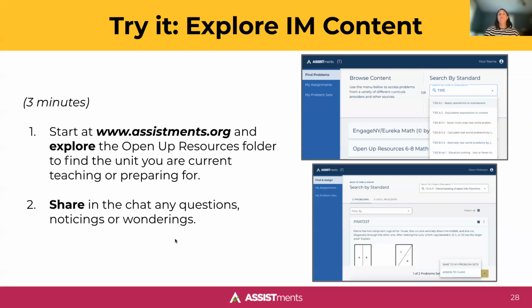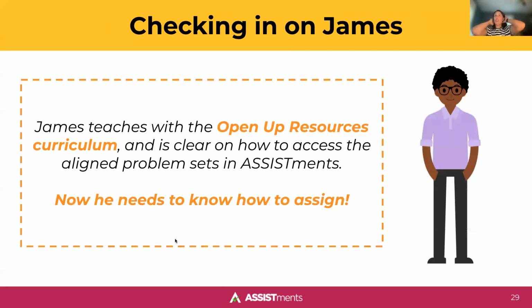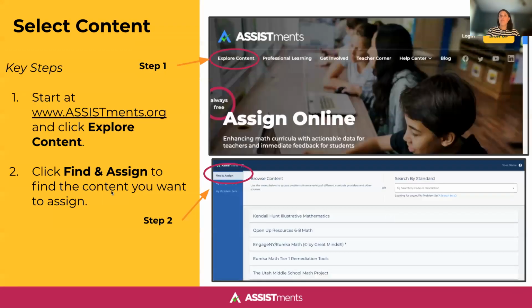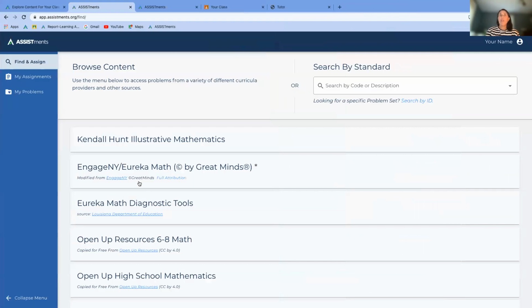Okay, sounds good. All right, so let's check in on James. James teaches with Open Up, like you, if you're here with us today, and is clear on how to access the aligned problem sets in assessments. So now he needs to know how to assign. So again, I'm going to demo how to assign both in Canvas and Google Classroom, and make sure everyone is comfortable with that step. And then we'll pause again for questions. So if you have any questions as we're going through this, please don't hesitate to ask.